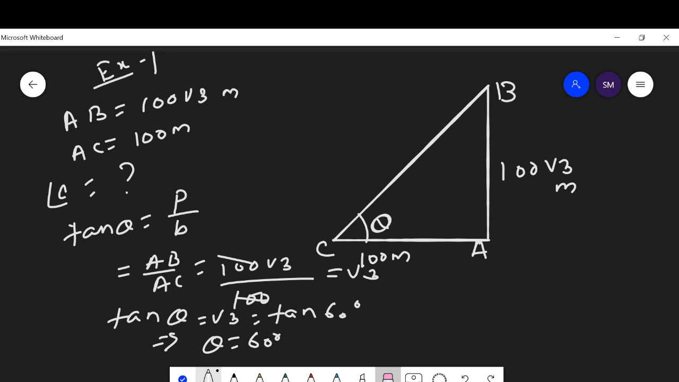Then next question. Please students, practice a variety of questions which will be helpful for you in the exam. Here the question says the angle of elevation of the top of the tower from a point on the ground is 30 degree, which is 30 meter away from the foot of the tower. Find the height of the tower. Here the height of the tower is unknown.